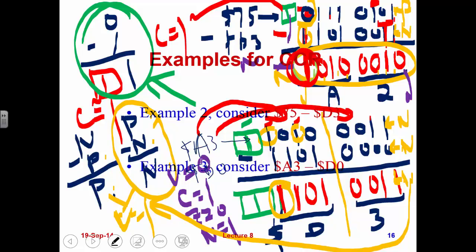So now in this case, V is 0, C is 1, Z is equal to 0, N is equal to 1. So this is our result for our problem. And if you forgot the subtraction operation, I hope you go back to the end of the book you reviewed.